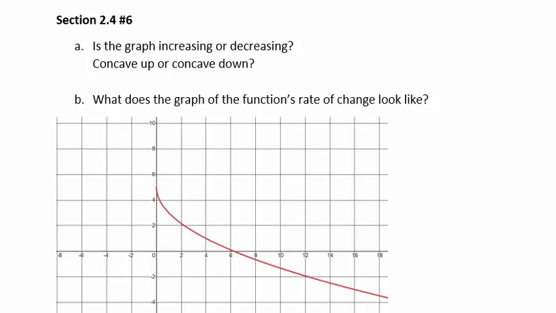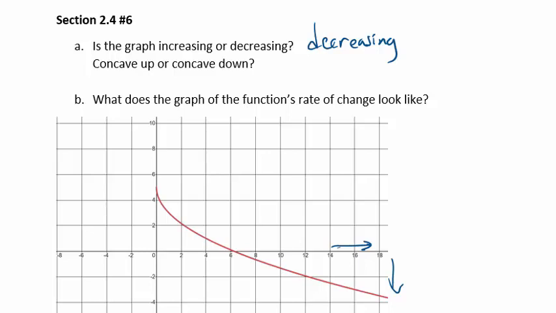Let's take a look at number 6 from section 2.4. We're given a graph of a function, and we're asked to determine whether the graph is increasing or decreasing. Okay, and so the first thing that we'll do is to look as x gets bigger, what is happening to the y values? And we can see that they are getting smaller. And so this is a decreasing function.